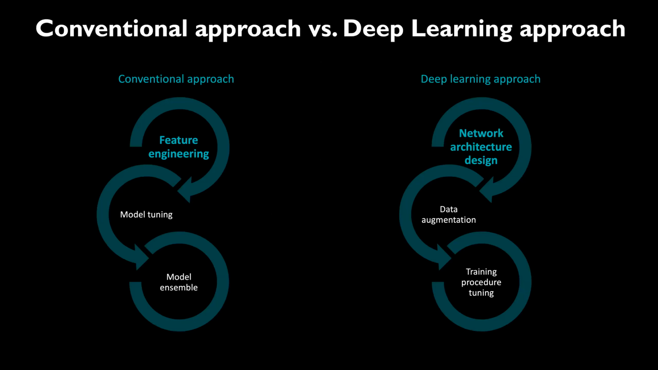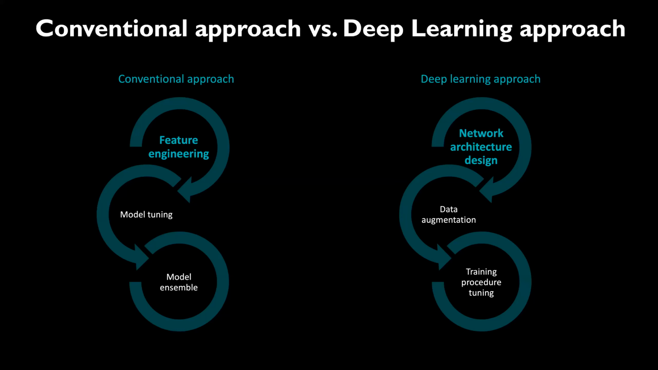So let's take a quick look at the different approaches, right? On the left-hand side, we're talking about the conventional approach. For the conventional approach, we get started with feature engineering, then model tuning, and model ensemble, right? I'm not saying these aren't important for the deep learning approach, but instead of spending lots of time on feature engineering, we probably do the same thing, making the same effort, but with another focus on network architecture design. We will dive into more details later.